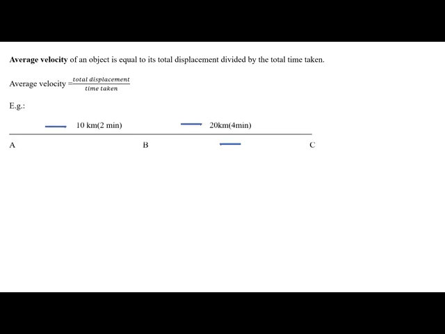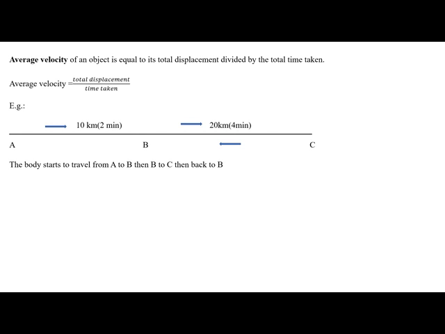Let us look into the image. A body starts to travel from A to B and B to C, then back to B. The distance from A to B is 10 kilometers, and the time taken is 2 minutes. B to C is 20 kilometers, and the time taken is 4 minutes. The same time is taken to travel back the same distance.